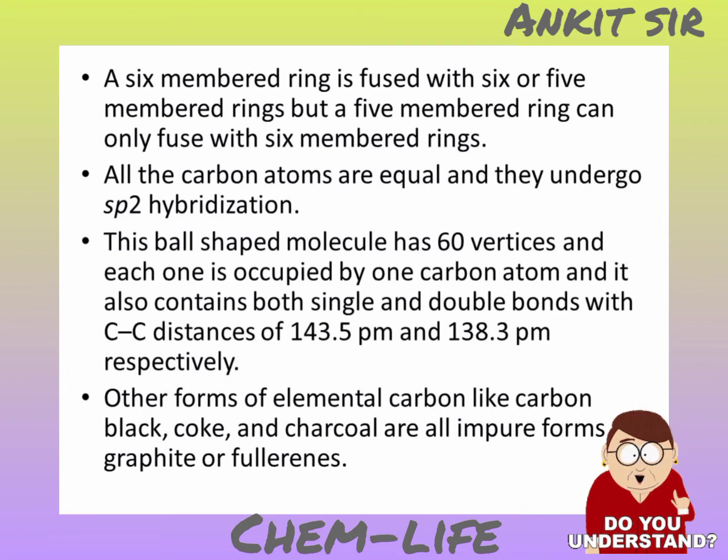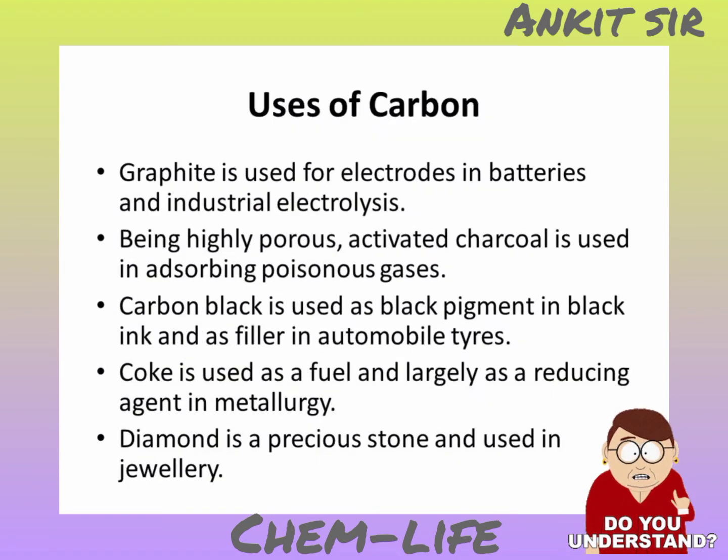In fullerene, a 6-member ring is fused with 6- or 5-member rings, but a 5-member ring can only fuse with 6-member rings. All the carbon atoms are equal and undergo sp2 hybridization. This ball-shaped molecule has 60 vertices, each occupied by one carbon atom, and it contains both single and double bonds, with C-C distances of 143.5 picometer and 138.3 picometer respectively.